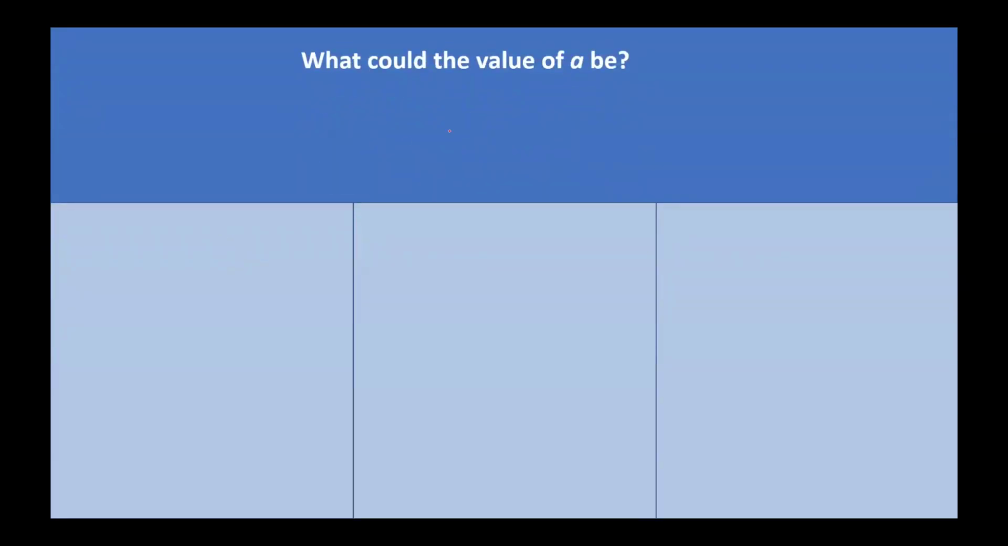Now, what could the value of a be? Let's use some examples here. If a is greater than negative 10, what values could a be? Well, negative 9 is technically greater than negative 10, because as you get less negative, you get greater. 2 is an example as well. And then you could have a variety of different examples.